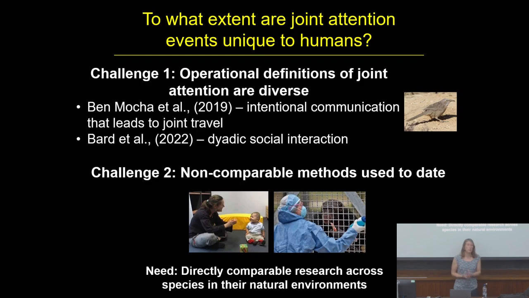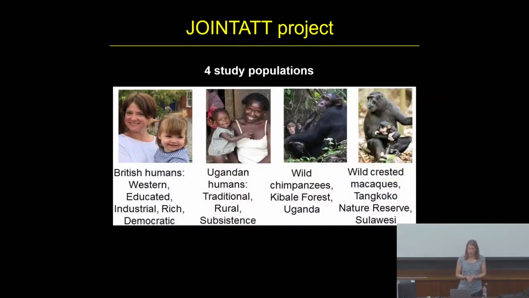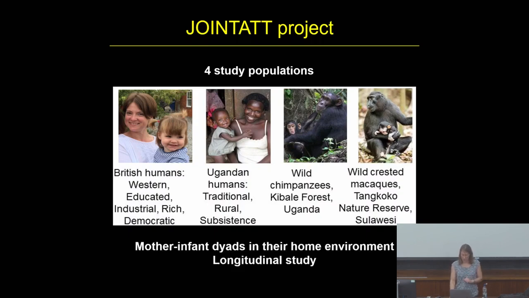So what I really wanted to do was some directly comparable research across species, focused on them in their natural environments when interacting with conspecifics. This was my ERC-funded project, where we had 4 groups: a cross-cultural sample of humans from the UK and Uganda, then multiple populations of chimpanzees living in Kibale Forest in Uganda, and multiple groups of wild crested macaques living in their forest. We studied mother-infant dyads in their home environment, so that meant home visits for all the humans and into the forest for all the primates. We followed them from the age of 3 months up to 2 years, and as I explained to Nikki earlier, the COVID interruption unfortunately knocked off the end of the study.